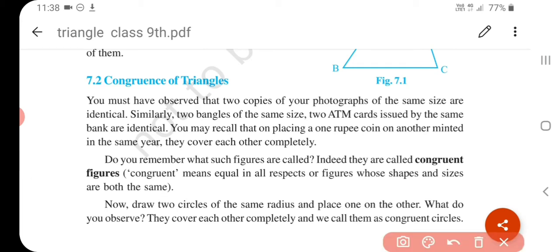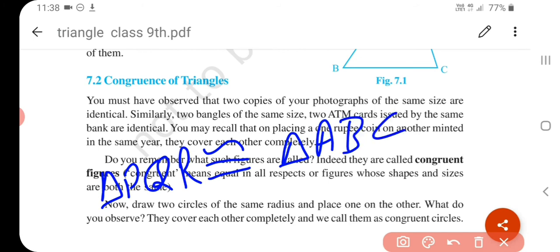What is the sign of congruency? This is the sign of congruency. We can say that triangle PQR is congruent to triangle ABC. And if two triangles are congruent, in congruent triangles corresponding parts are equal, and we write it in short CPCT. What do you mean by CPCT? Corresponding part of congruent triangle.